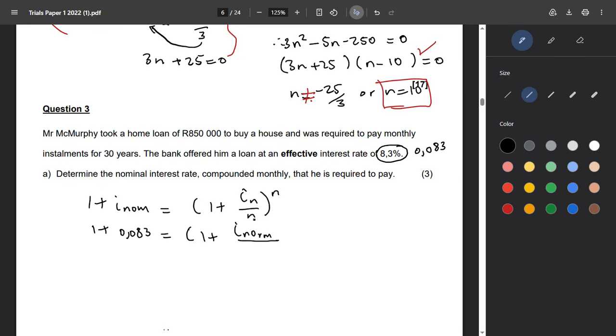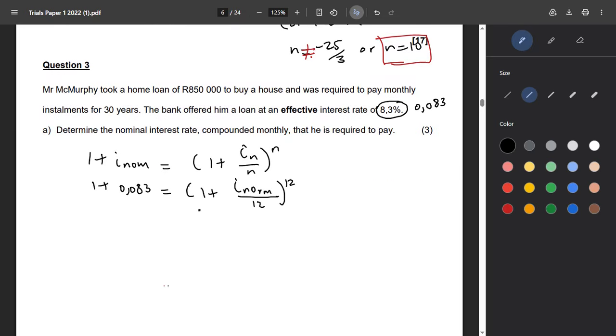Divide that by n, since they said compounded monthly. Divide that by monthly, everything to the power 12. Okay, so now the aim is to make i-norm the subject of the formula. How should we go about this?